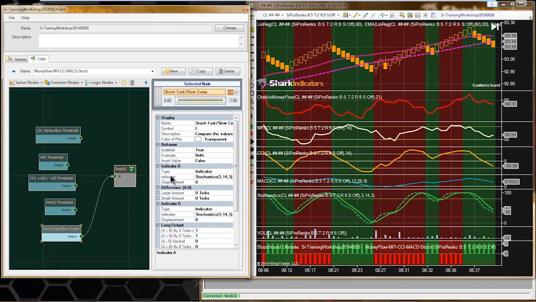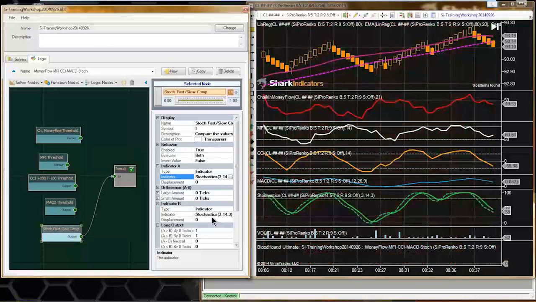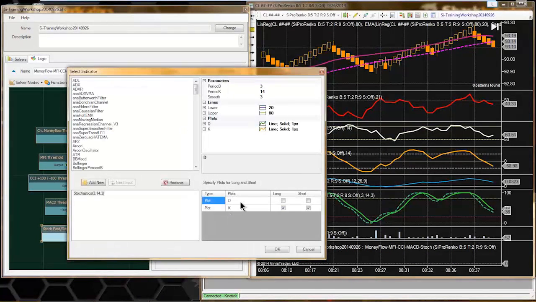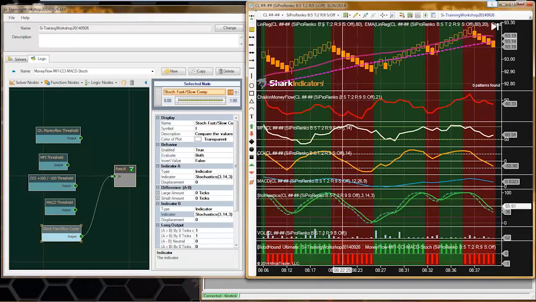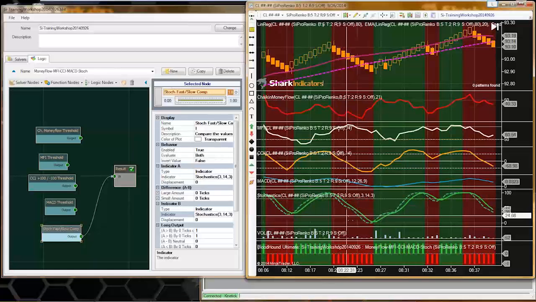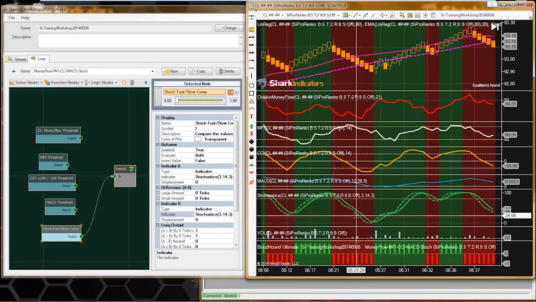So let me go back into indicator A in here, and I will just change the plot lines that I'm looking at. And go into indicator B here, into this stochastics, and change the plot lines that we're looking at. There we go. All right. So we can see when the dashed line, the faster one, is below the slower line, we're getting a short output because we're essentially in a downward state on the stochastics.